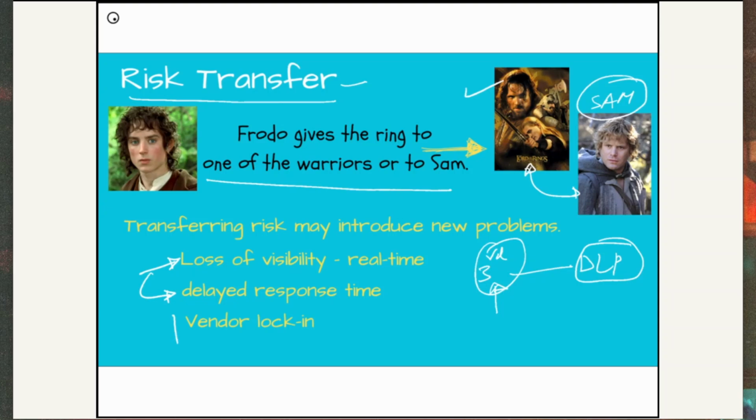And also there's something called vendor lock-in, because the way this third party works is, once you sign the contract, you have to continue for at least a year. It depends how the contract is executed, but it opens a new kind of complexity if you try to transfer the risk.